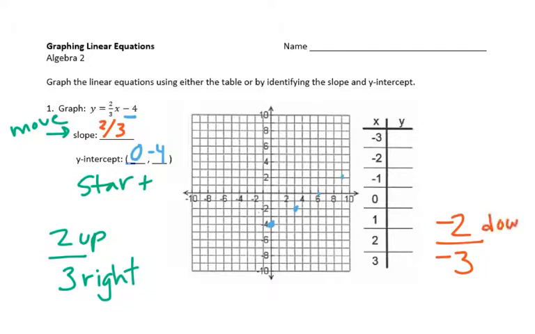And so in that case, you would see that you're actually going down and left. So if we go down 2 and left 3, we continue the pattern and complete our visual here, connecting with as much of a straight line as you can. And then, of course, labeling y = 2/3 x - 4 is our line that we have there. All right, so that was using the slope and y-intercept strategy.